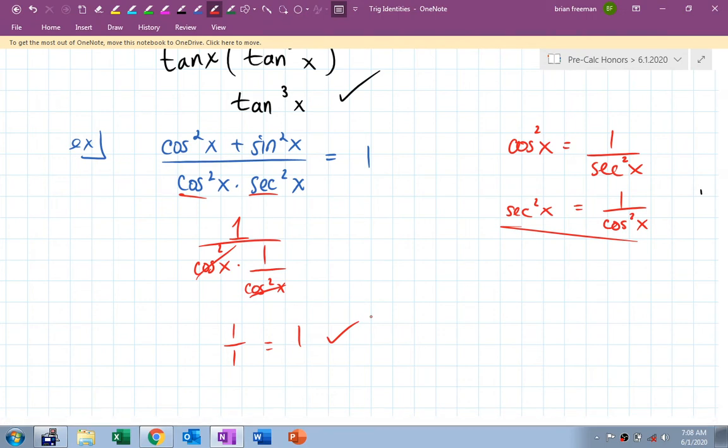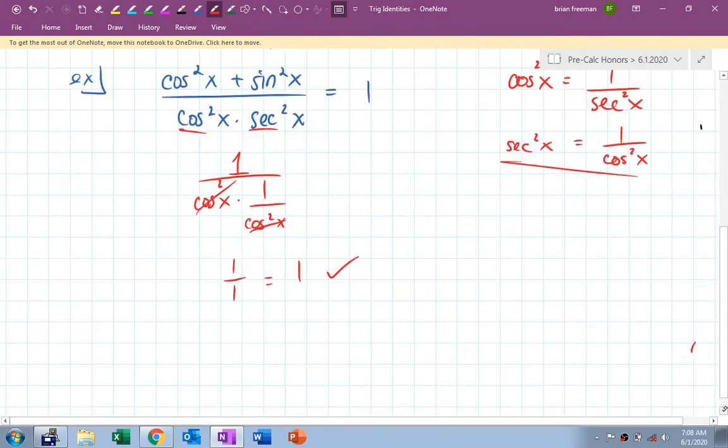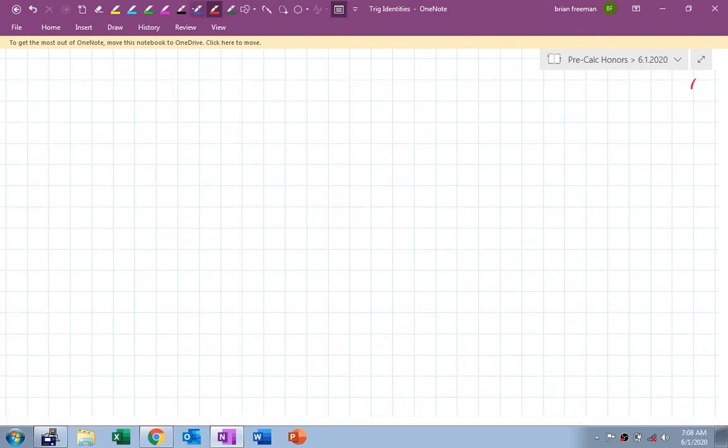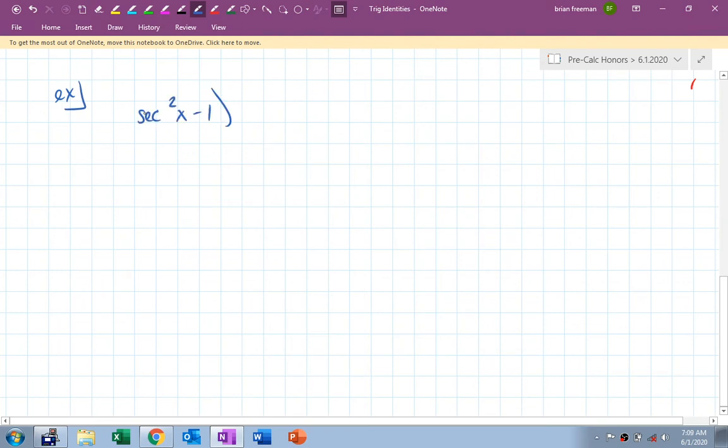All right, let's try another one. So secant squared of x minus 1 times sine squared x minus 1 equals negative sine squared x.